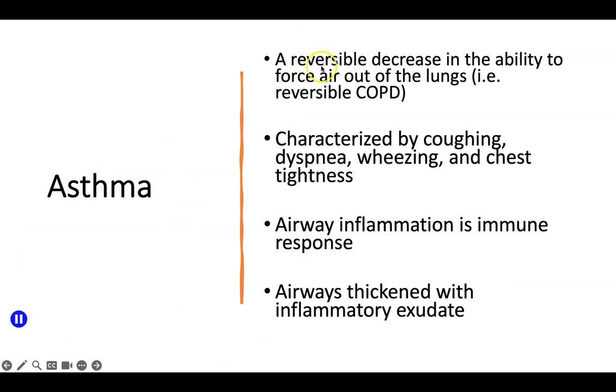This is actually a reversible decrease in the ability to force air out of the lungs. So another name for asthma has been reversible COPD. Remember, COPD is irreversible. So asthma is a reversible decrease in the ability to move air in and out of the lungs, and in particular out. It's characterized by coughing, dyspnea, wheezing, as well as chest tightness.